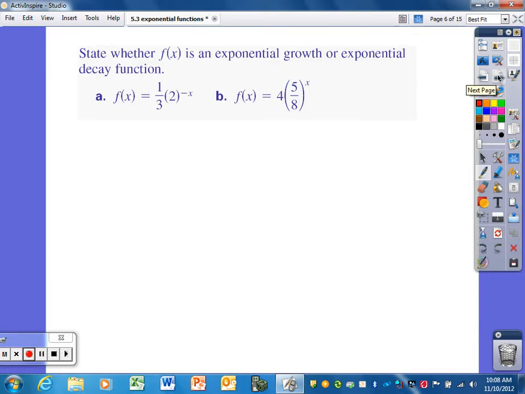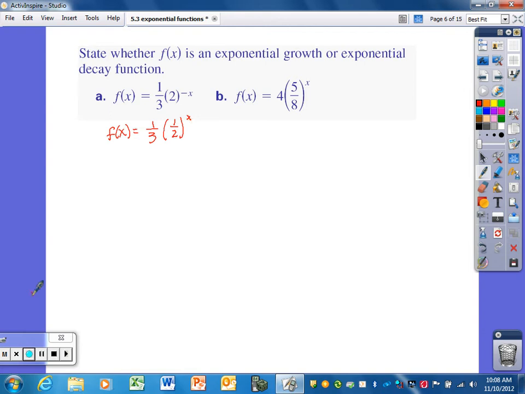So, just by looking at these, can you tell me if we are growing or decaying? Remember, to find growth or decay, you would have to look at b, because that would be the rate it was changing at. So in A, f of x equals 1/3 times 2 to the negative x. Before we can do this, our exponents should always be positive. So f of x equals 1/3 times 1/2 to the positive x.